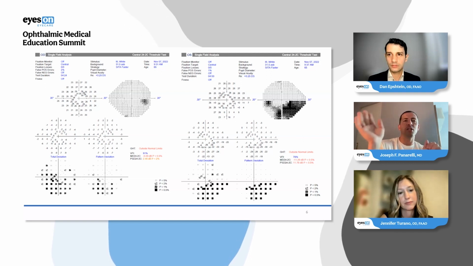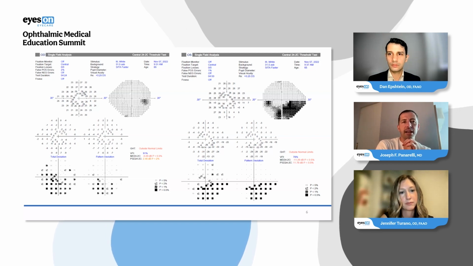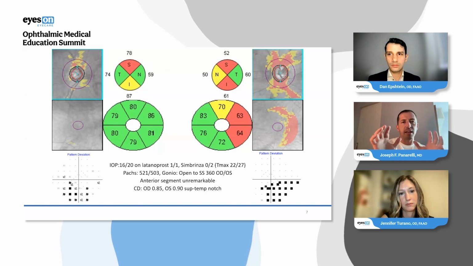So I think if there were superior changes, I might say I don't know if I buy it, but I'm starting to see an inferior arcuate on that right side. And so, to me, with this patient I'm a little more worried about the right eye. If you could just move ahead quickly, because we only have like a minute left. And I'll let you each take maybe 30 seconds.